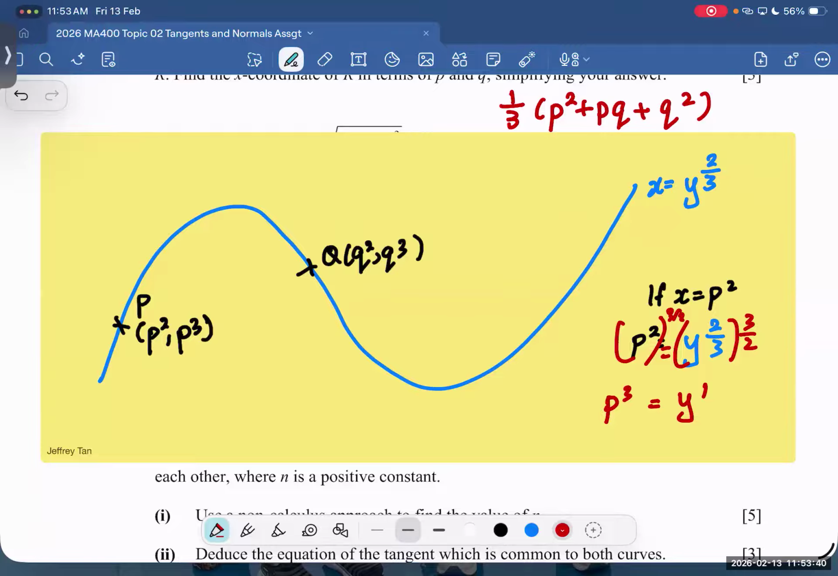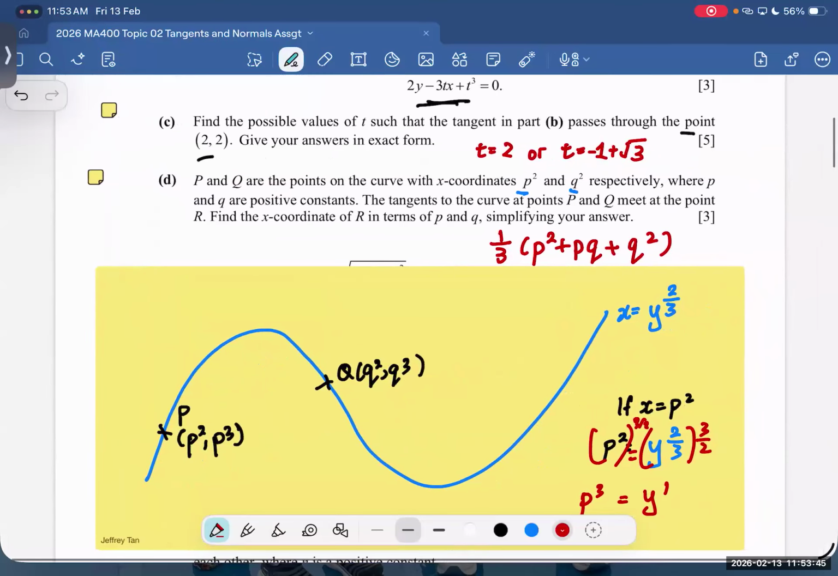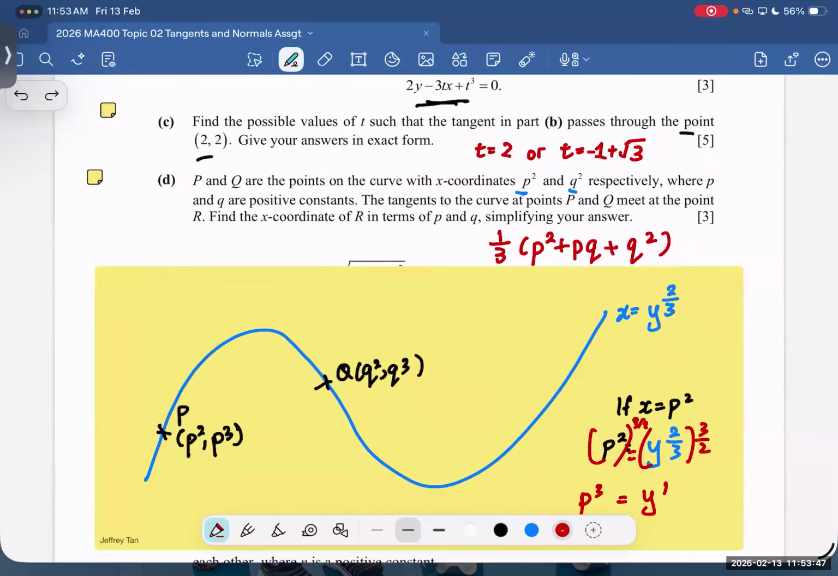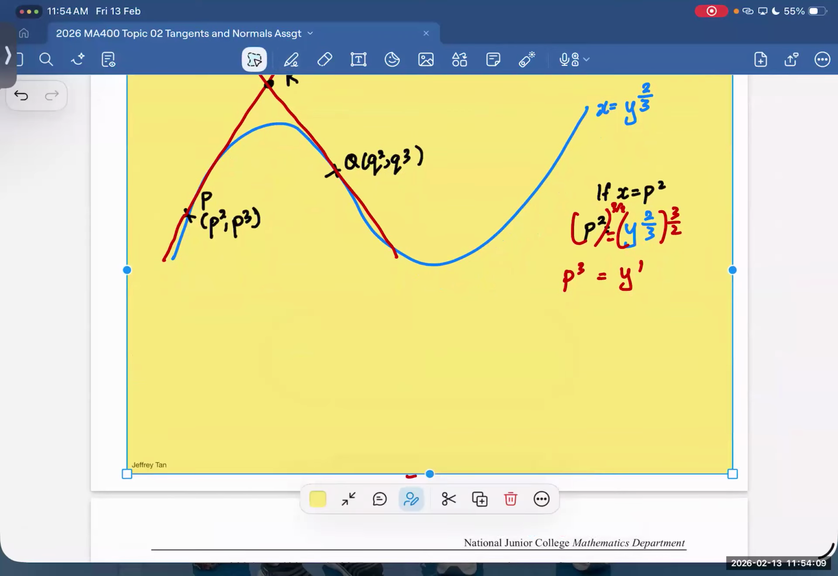Now I have two tangents. The tangent at P and the tangent at Q meet at the point R. This is the point R. So far, okay? Can you get the idea? Not easy, a very difficult question, so I'm going very slowly. I'm writing very neatly also for the purpose of the recording, so you all can see.